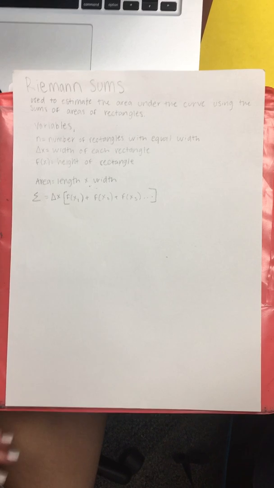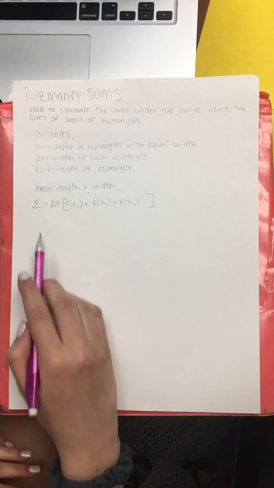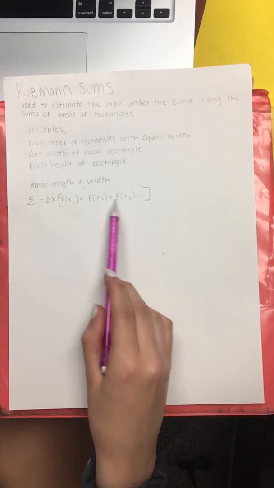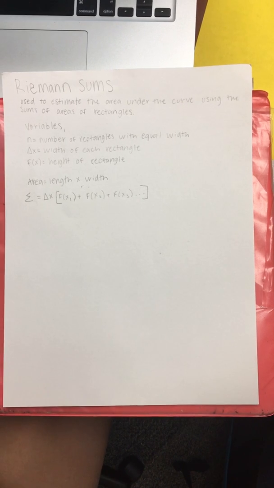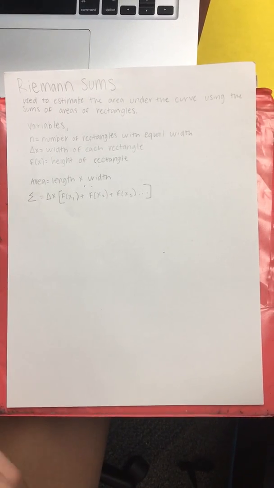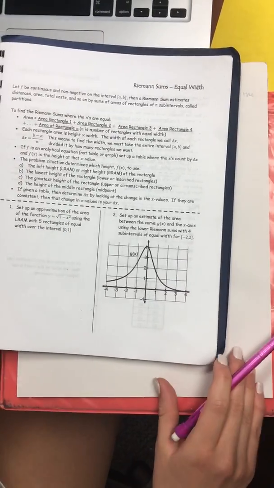So area of a rectangle is length times width. So when you have a lot of different rectangles and they all have the same width, you can just do the width times the individual heights all at once, so that makes the process a little bit easier, and then the sum of that is your estimate of the overall curve. So now we're going to jump over here and do an example.